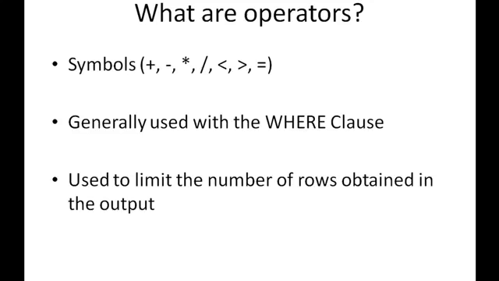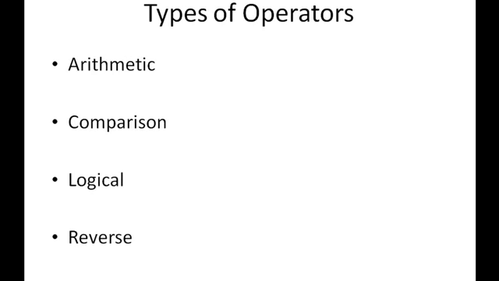And operators are the symbols that you use to perform operations such as addition, multiplication, subtraction when you're talking about arithmetic operations, and finding out which quantity is what in comparison to some other quantity, when you're talking about relational operators or relation operations, right? So the operators in SQL are generally used with the where clause, and obviously when you would use the relational operators, you would be limiting the number of rows that you would obtain in the result set, right? So operators are used to limit the number of rows that you get in the output. So there are four kinds of operators that we have in SQL: arithmetic operators, comparison, logical, and reverse operators, and we're going to check all of them out, right?